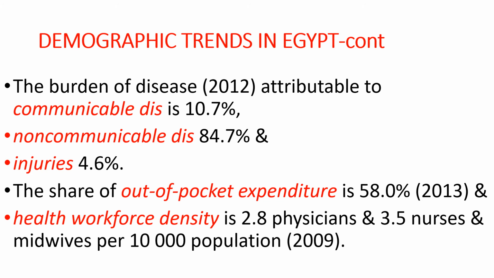Demographic trends in Egypt continue. The burden of disease attributable to communicable disease is about 11%, non-communicable disease 84.7%, injuries 4.6%. The out-of-pocket expenditure share on health is 58%, and health workforce density is 2.8 physicians per 10,000 population, 3.5 nurses and midwives per 10,000 population.